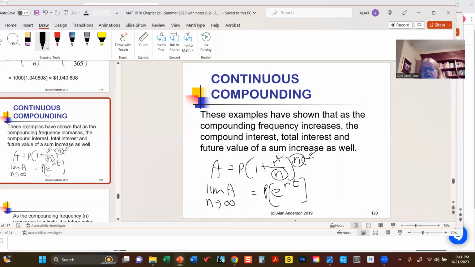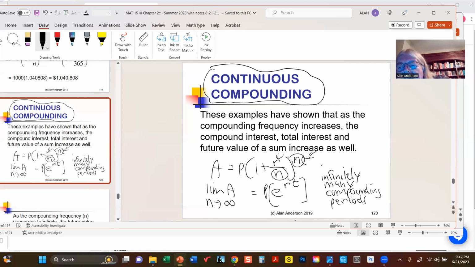Aha, see, so in other words, when we reach the limit of how often we can compound, or think of it as infinitely many compounding periods per period of time, then we reach the limiting case of how much interest we could either earn or pay, which is known as continuous compounding. Okay, and you can see this formula exactly matches our exponential growth formula that we saw earlier. That's what we've been building up to.